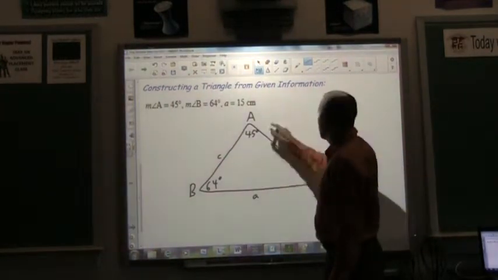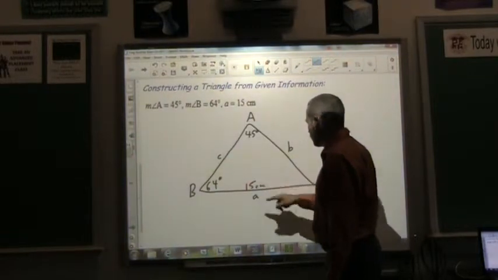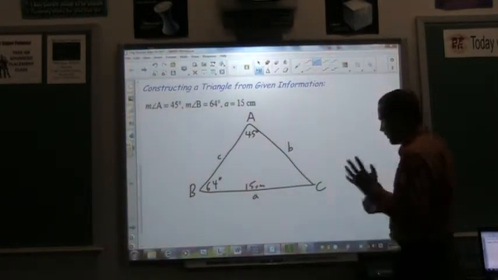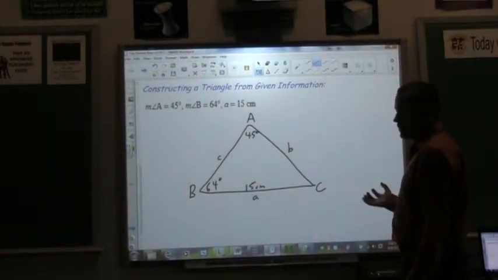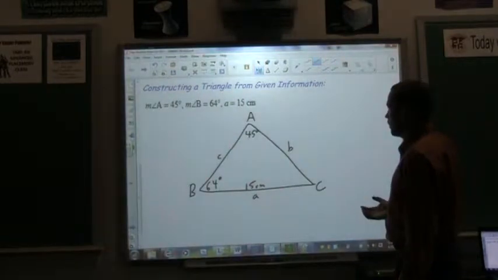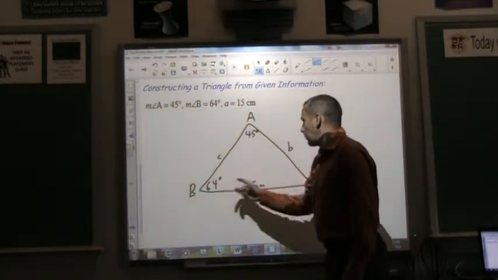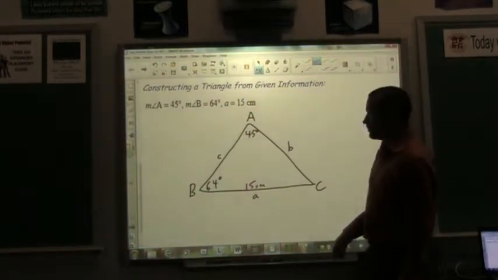So this is my side a. So it's 15 centimeters. I really should have been doing these in red. It helps to visualize what's going on. So that's how you actually use some shorthand and label triangles. Again, angles get capital letters, side lengths get these smaller case letters.